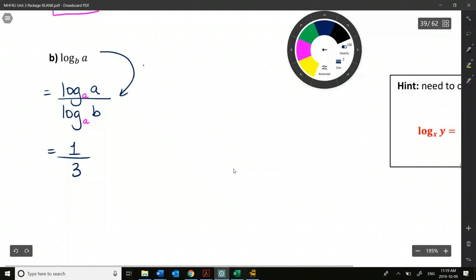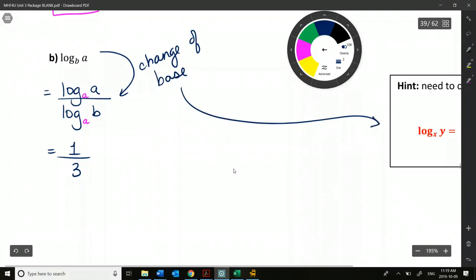So we're using the change of base formula, and we're choosing the base. Again, as long as that base that we've chosen is the same, this is an acceptable way of using the change of base formula. Liam? Yep. Okay, so this is equal to 1/3.